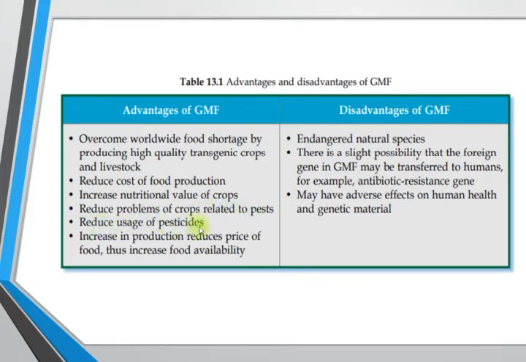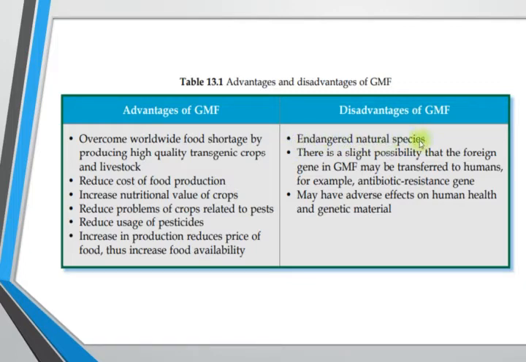Reduce usage of the pesticides, right? Okay. Then the last one: increase in production reduces the price of food, thus increasing food availability. Okay, so these are referred to the advantages of the GMF. Okay, we go to the disadvantages. What are the disadvantages of the GMF?